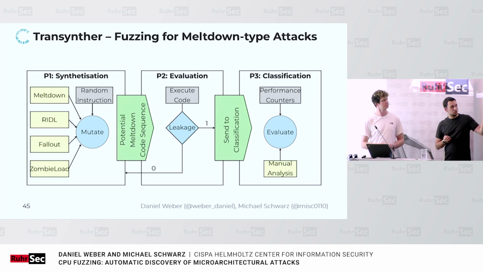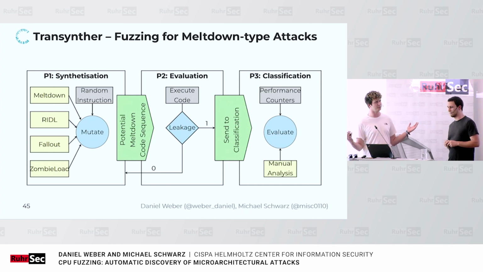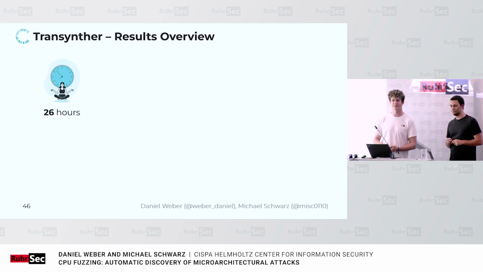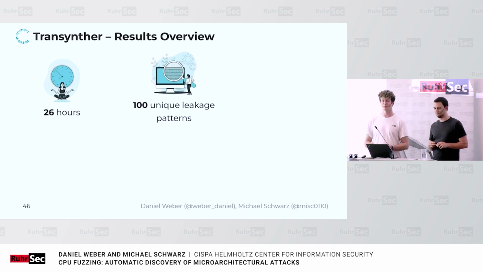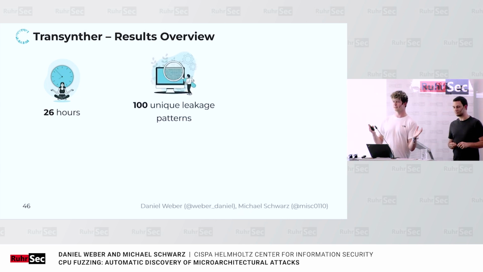And it's very simple. Yeah, it seems very simple, but let's see where it really works. So let's say we execute that for a typical working day, so 26 hours. And we find around 100 unique different leakage patterns. So yeah, okay, what does that mean now?